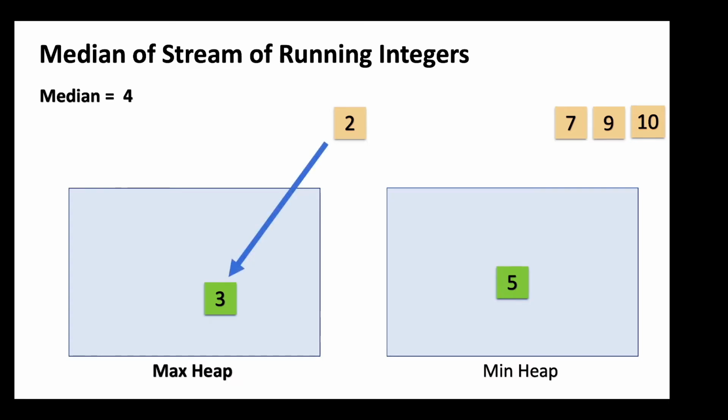So over here, the root of the max heap is 3. And since the value that we have encountered, that is 2, is less than 3, obviously it will be part of the max heap. And that is why we will put it within the max heap.